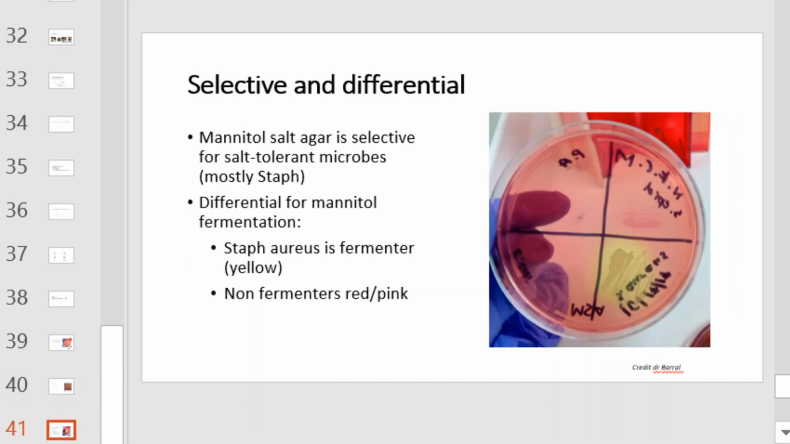Selective and differential media is media that plays two parts or two roles for us. Here we have mannitol salt agar, which is selective for salt-tolerant microbes, and differential for mannitol fermentation. Staph aureus is a mannitol fermenter and will turn yellow. Simply put, this plate will suppress any growth of organisms that are not salt tolerant and then will change color to make identifying Staph aureus easier.